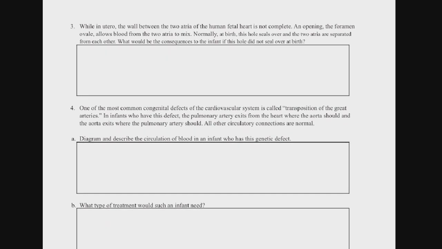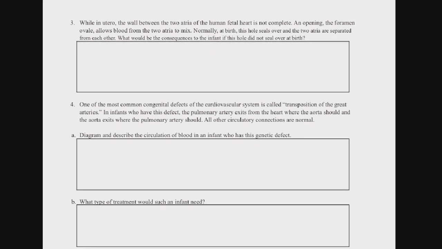Question 3 is asking: while in utero, the wall between the two atria of the human fetal heart is not complete. An opening, the foramen ovale, allows blood from the two atria to mix. Normally, at birth, this hole seals over and the two atria are separated from each other. What would be the consequences to the infant if this hole did not seal over at birth?